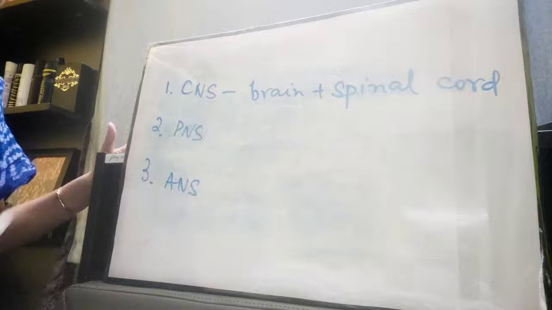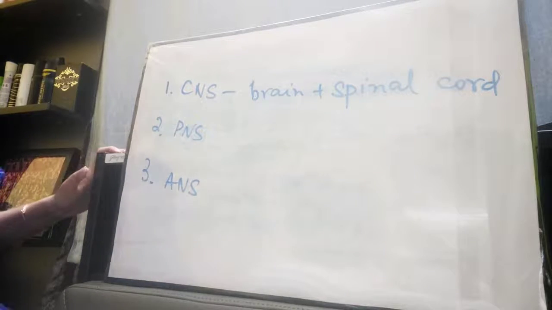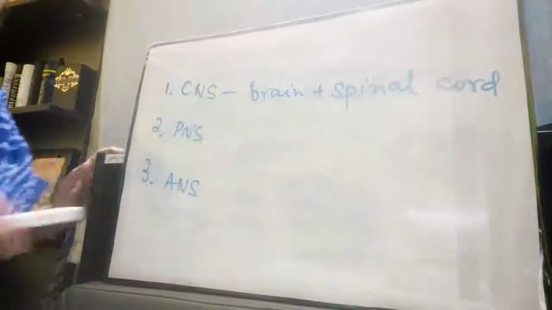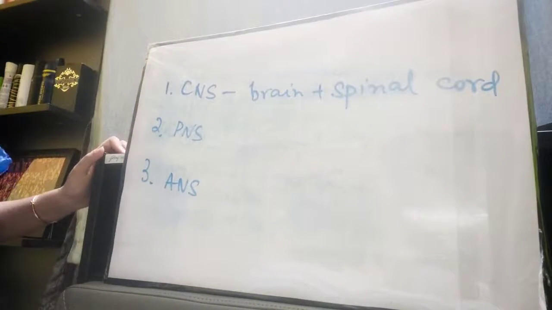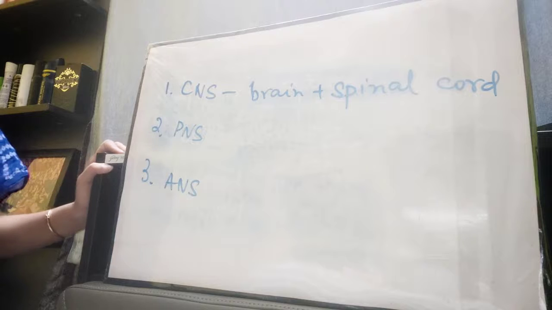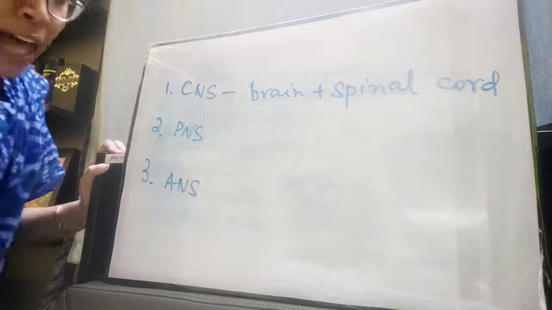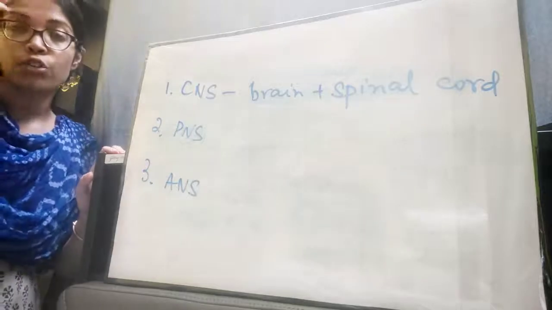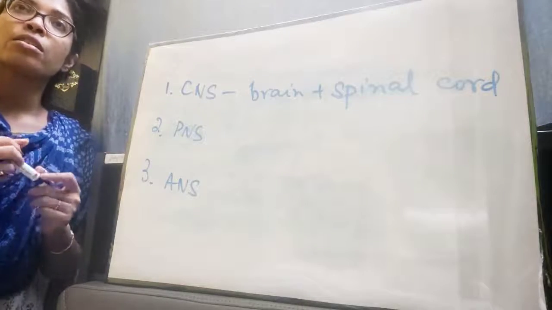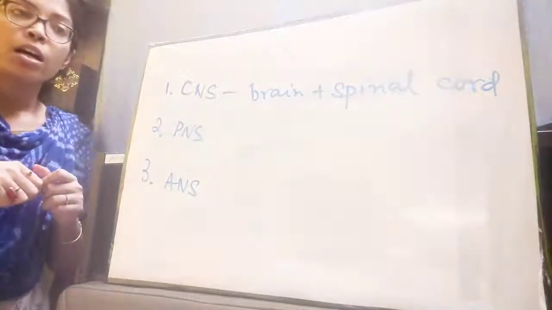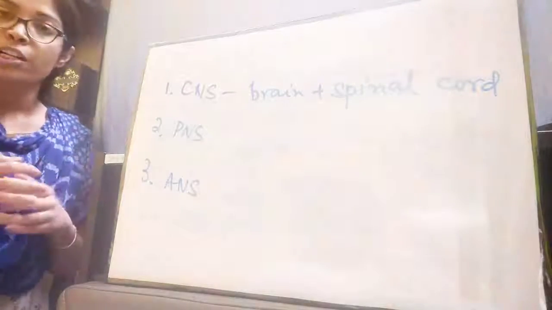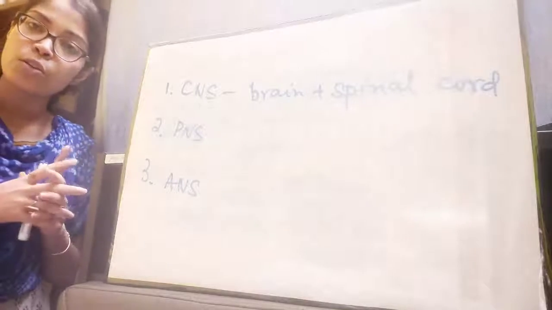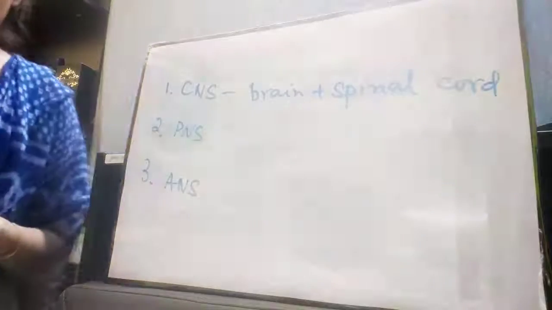The central nervous system, CNS, comprises the brain and spinal cord. Next is the peripheral nervous system, which comprises all the nerves arising from the brain and the spinal cord. And the third one is the autonomic nervous system, which works automatically without our control. Similarly, just as in muscles you have learned about involuntary muscles which are not at all in our control, some nerves are also not at all under our control.